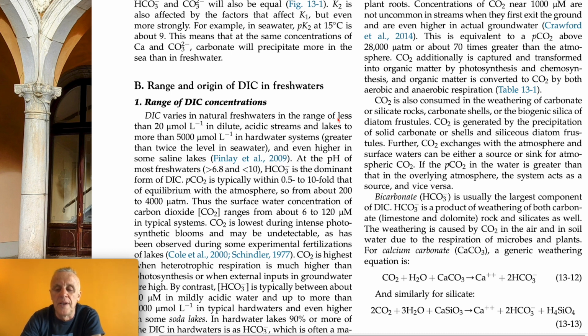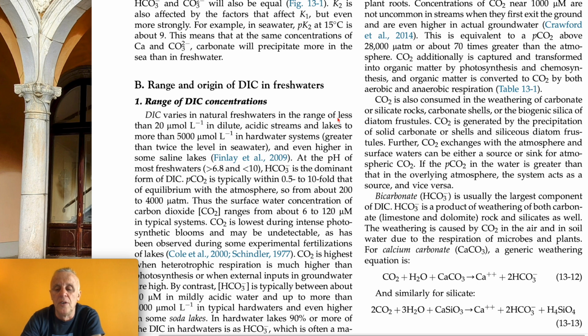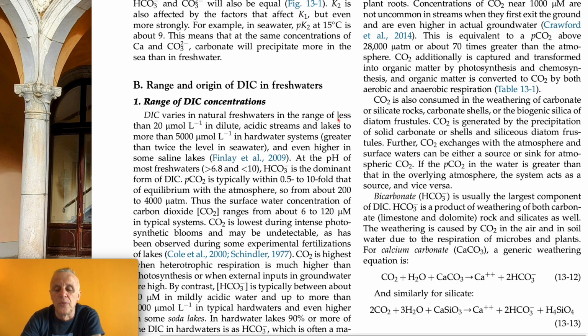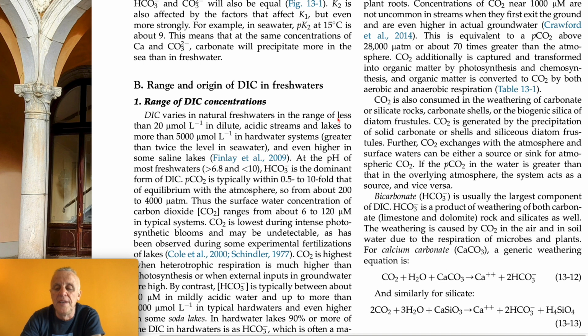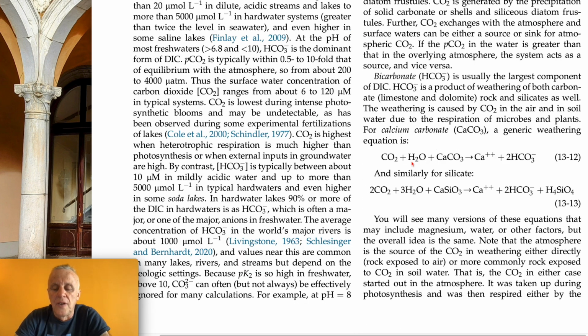Bicarbonate is a product of weathering of both carbonate (limestone and dolomite) rock and silicates as well. The weathering is caused by CO2 in the air and in soil water, due to the respiration of microbes and plants. For calcium carbonate, CaCO3, a generic weathering equation is: CO2 plus water plus calcium carbonate is equal to calcium ion plus 2 bicarbonates. And similarly for silicate: 2 CO2 plus 3 waters plus calcium silicate is equal to calcium plus 2 bicarbonates plus silicic acid.